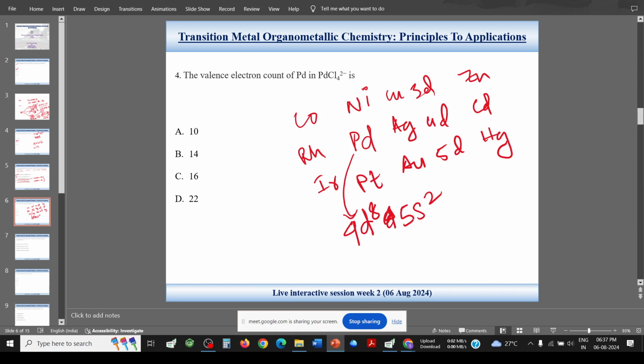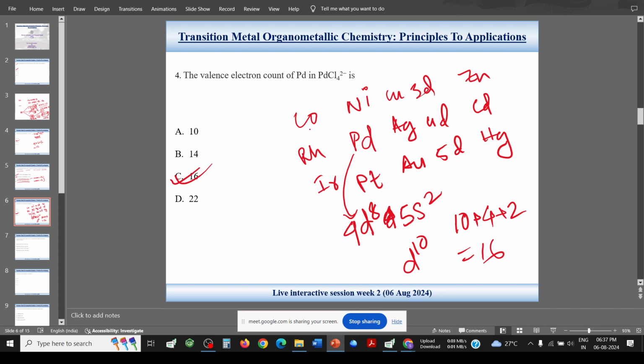So this is 4d8 5s2 for palladium, and it is a d10 system. For the d10 system it has 10 electrons plus chloride. For the chloride how many electrons? 4. And for the negative charge it will be plus 2. So total number of electrons will be 16. So option C will be the correct answer, right?